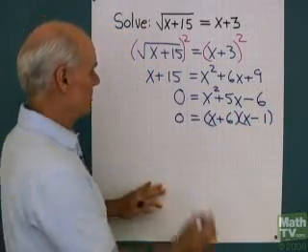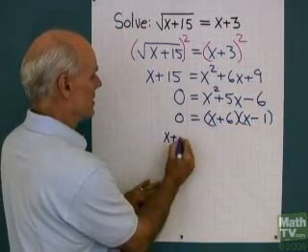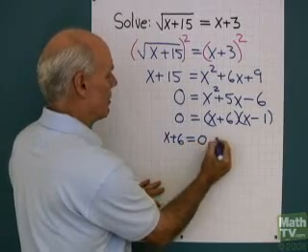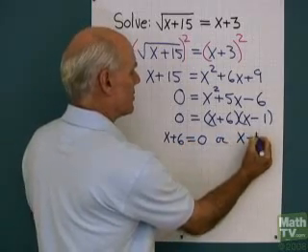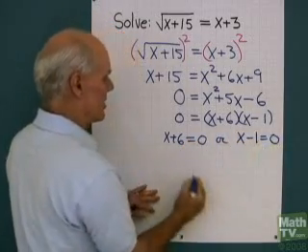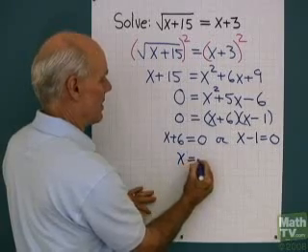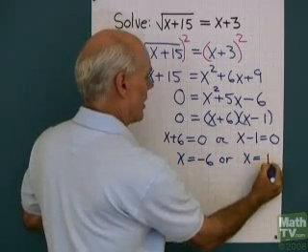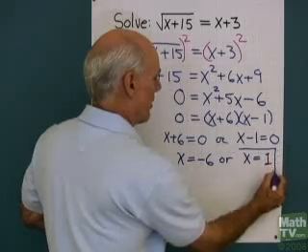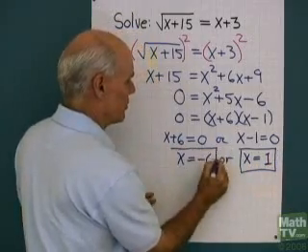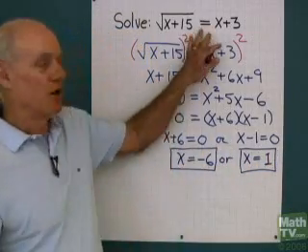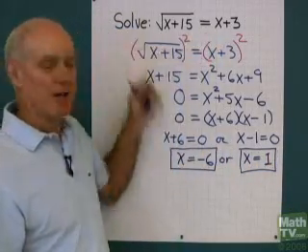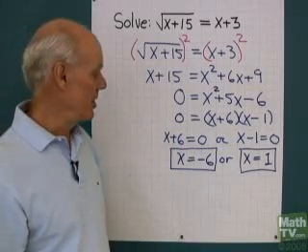Set these factors equal to 0, so x plus 6 is equal to 0, or x minus 1 is equal to 0. In either case, I get a solution to my equation, x equal negative 6, or x equal positive 1. So here are my two possible solutions to my original equation right here, but because I applied the squaring property right here, I need to check each solution.